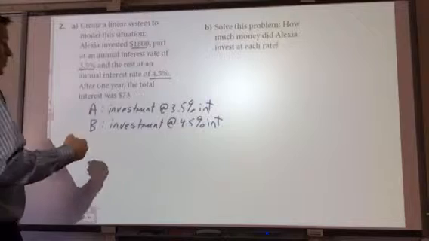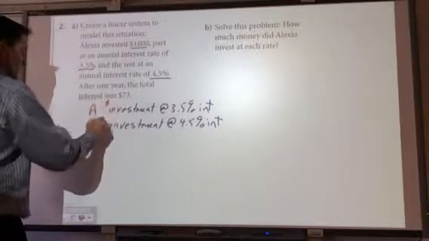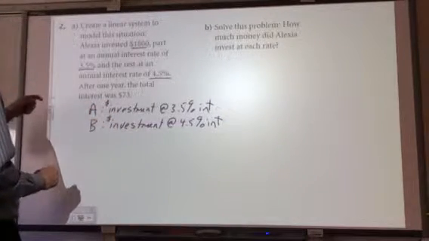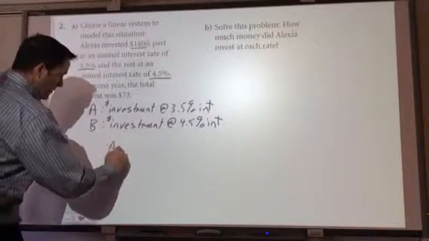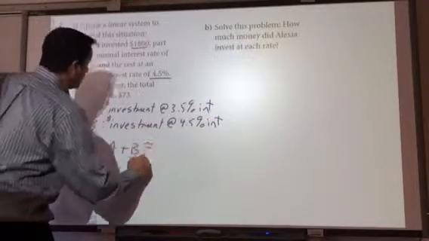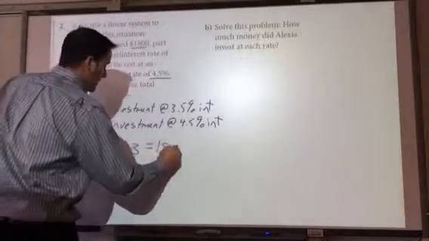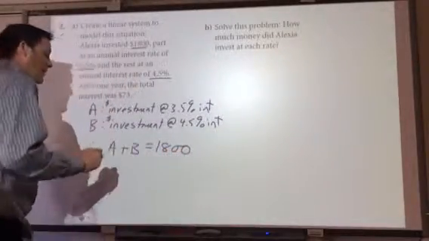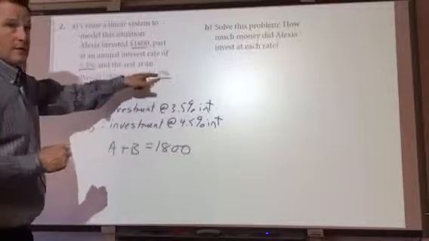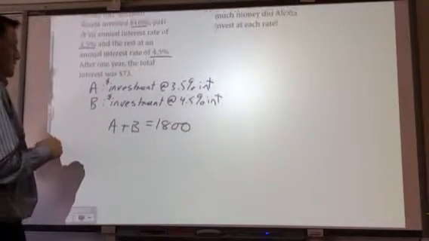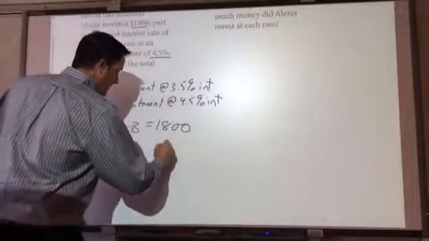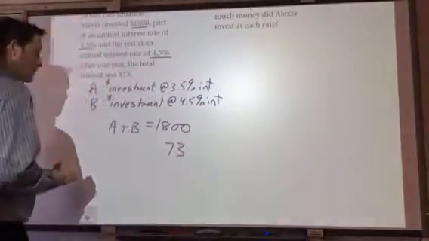So the total dollar value, dollars invested, so they're both based on dollars. So the combination statement, we have A plus B is going to equal 1,800. Now that $1,800 invested earned $73. Okay, so that $73 is going to go down here.